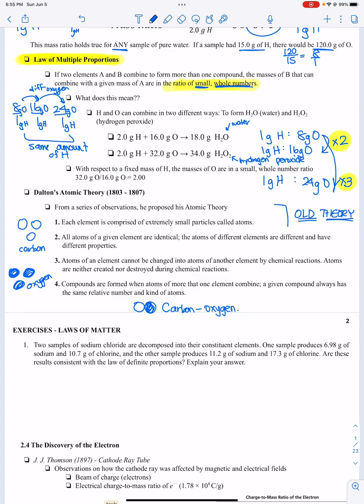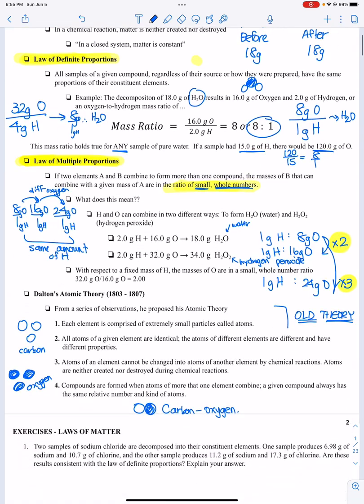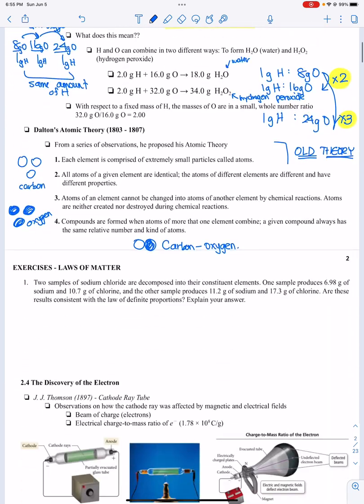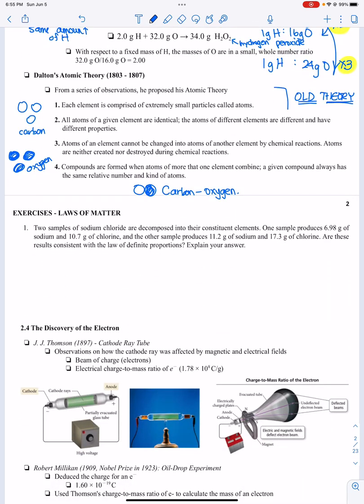And so that ends just a very quick video here on the different laws of matter. What I'd like you to do now is, putting all of this information together, try and answer the first exercise here, having to do with laws of matter. And the hint that I'm going to give you is look at comparing mass ratios.